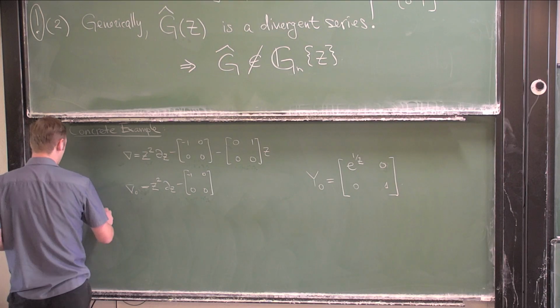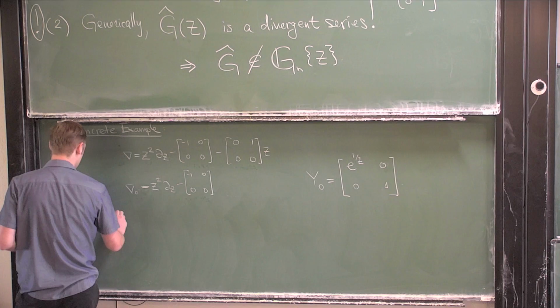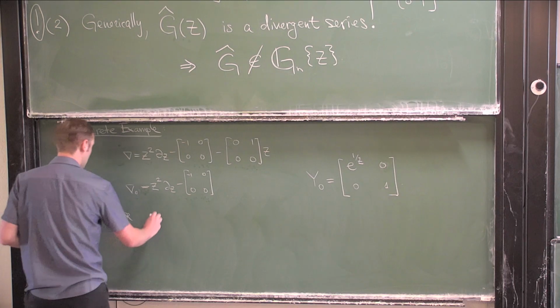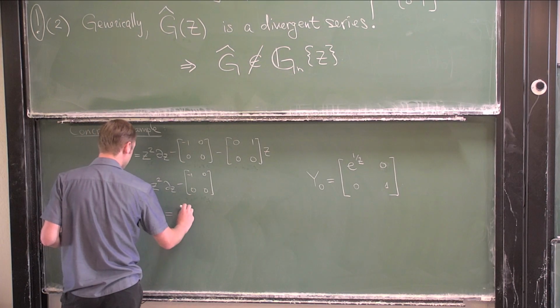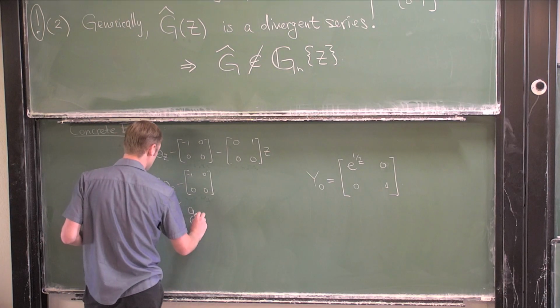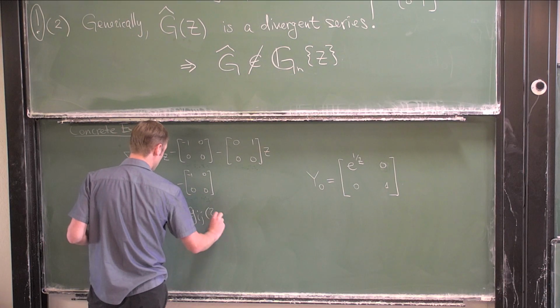Okay, and so let's try. Suppose I look for a gauge transformation, so a 2x2 matrix with entries which I'll call Gij.